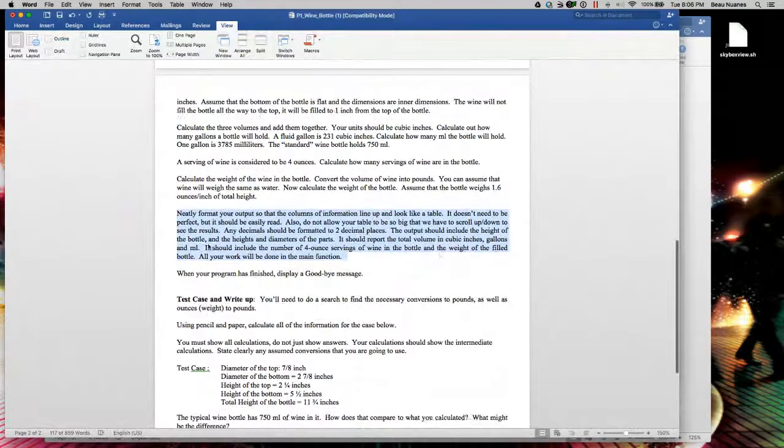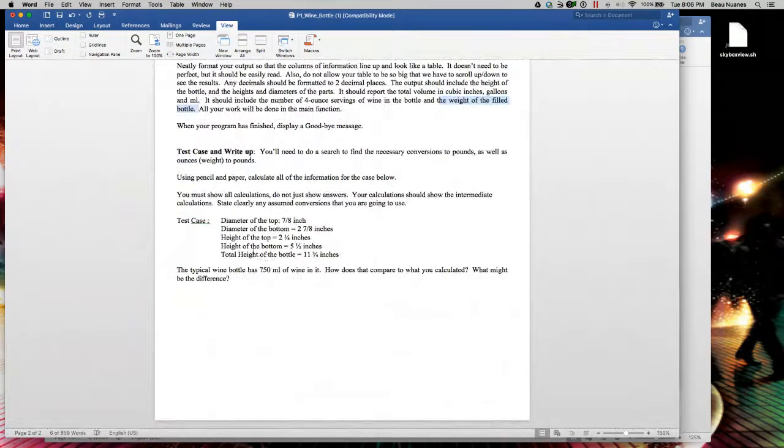So the height of the bottle should be output, and the height and diameter of the parts. Then it should also report the total volume in cubic inches, in gallons, and in milliliters. So all three of those volumes, plus the number of 4-ounce servings of wine in the bottle, and the weight of the filled bottle. So that will be the total weight: the weight of the bottle itself plus the wine, the liquid.